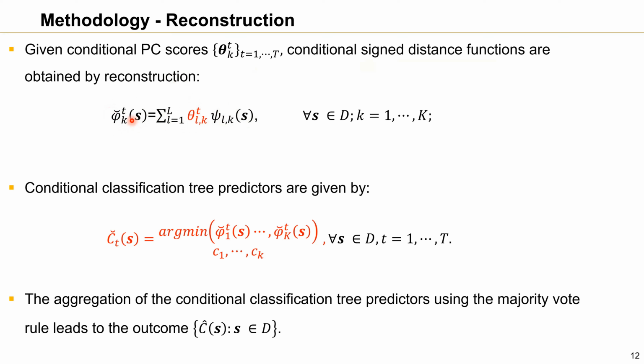Now, the next step will be to apply a truncation rule to obtain the conditional tree predictor. And the truncation rule here is very simple: at each location, you choose the category that gives you the smallest sign distance. And now, given this ensemble of conditional tree predictors, you can apply a majority vote rule to get your predicted value over the spatial domain of interest.